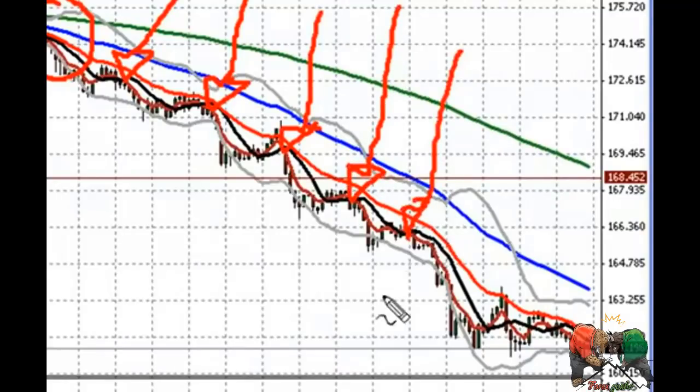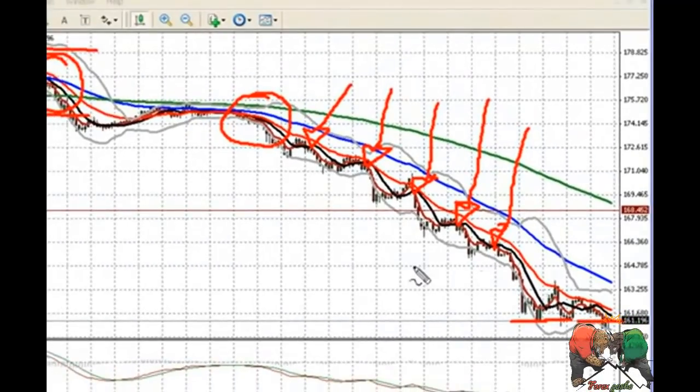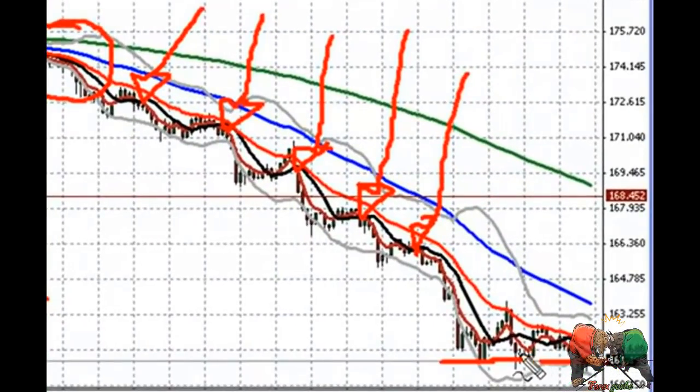And how do you know to get out? Look at this. Here's a new lower low. Here's a double bottom. Here's a triple bottom. What happened to the series of lower lows and lower highs that the 5-8 cross is giving us? And then all of a sudden we get down here and no lower lows. What's happening? It's wimping out.